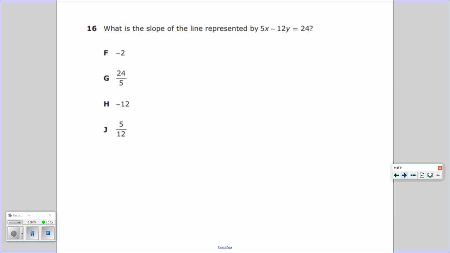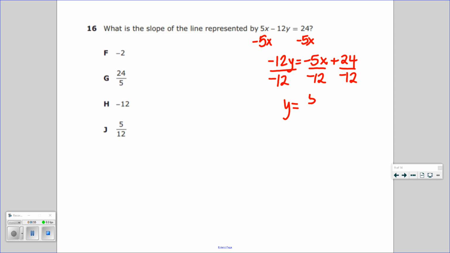So here's one question. It says, what is the slope of the line represented by 5x minus 12y equals 24? And for that, again, we're just going to move the 5x over. So I get negative 12y equals negative 5x plus 24. Then I would divide by 12, and get positive 5/12 x minus 2. There's my slope. There's my answer.